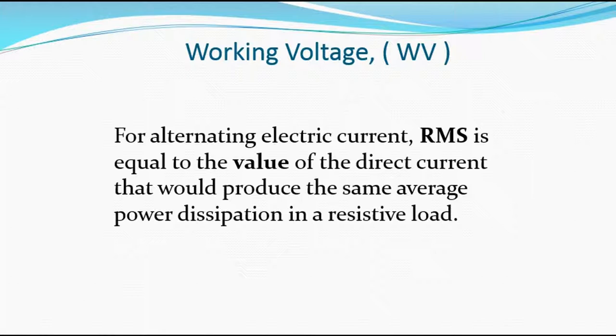For alternating electrical current, RMS is equal to the value of the current that produces the same average power dissipation in a resistive load. This involves a resistor and every other component that makes up that particular circuit. That is the explanation.